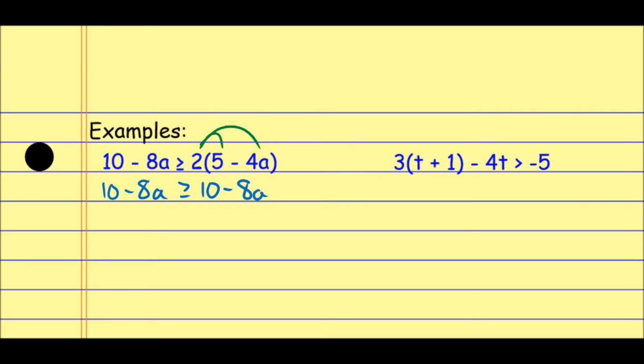And you might already notice that I have the same thing on each side, but let's think of it the way we solve equations. I can't have variables on two sides, so I need to get rid of one of those. I've got a negative 8a on one side and negative 8a on the other side. I need to get rid of one of those, so I'm going to add this 8a to each side. And what happens is I get this. I get 10 is greater than or equal to 10.